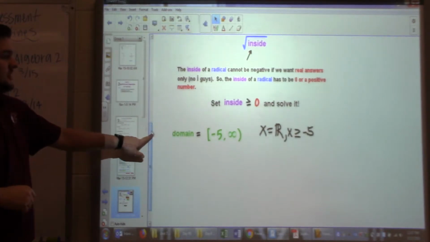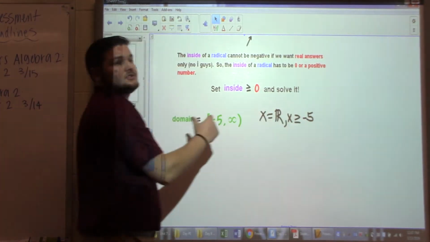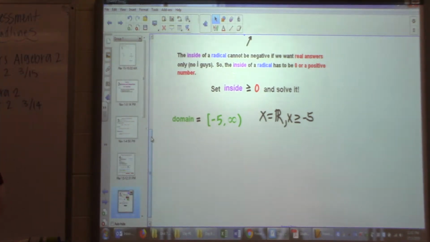My real number notation, however, is going to be x is in the real number set, comma, and then put your restriction. X greater than or equal to negative 5.